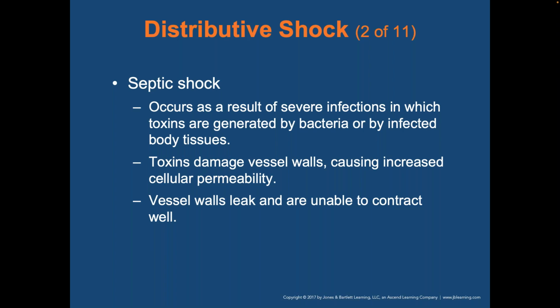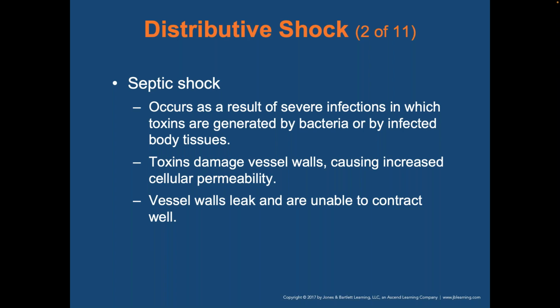Your vessel walls then start to leak and are unable to contract well, therefore it causes your increased respiratory rate, altered mental status, decreased oxygen saturations, low blood pressures with a MAP of less than 64. You could have temperatures well greater than 100.8, or less than 96.8, which would be called cold sepsis, and these can lead into death.